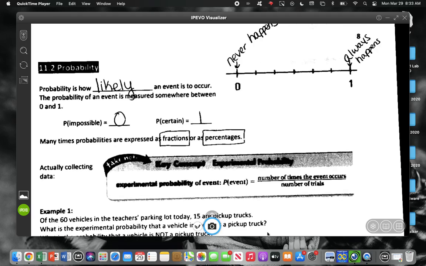And I'm okay with you writing them as percents. But let me give you an example. Hang on just a second.